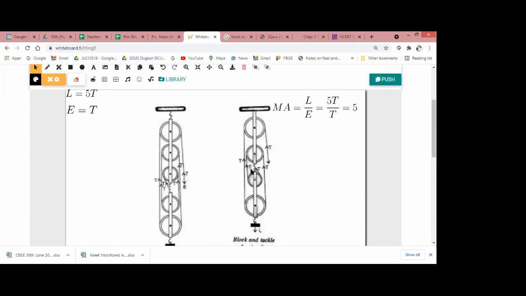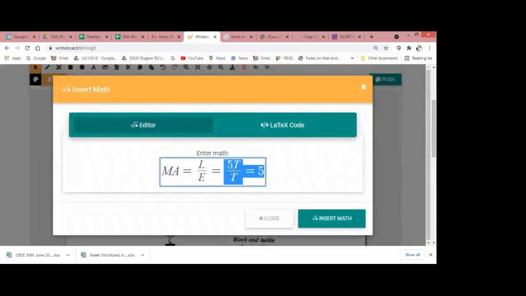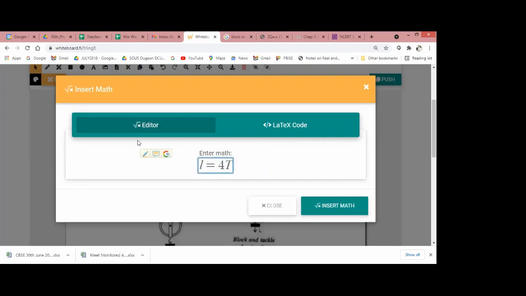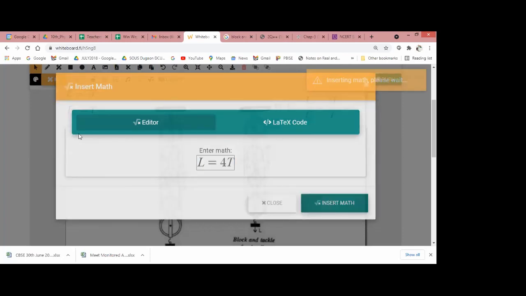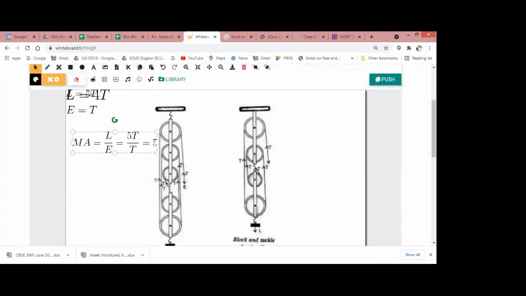In this case, how many strands are bearing the load? 4. Correct? Agreed? So here the load has 4 times the tension. And effort again is one free end only.